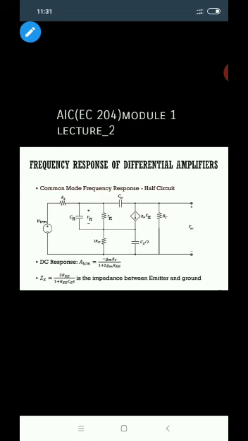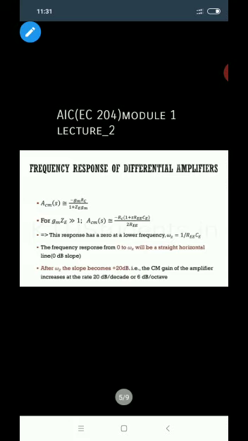So this ZE we can define as the impedance between the emitter and ground. So ZE equal to 2 REE divided by 1 plus REE CE into S. That is the impedance between the emitter and ground. Now here the frequency response of differential amplifiers.